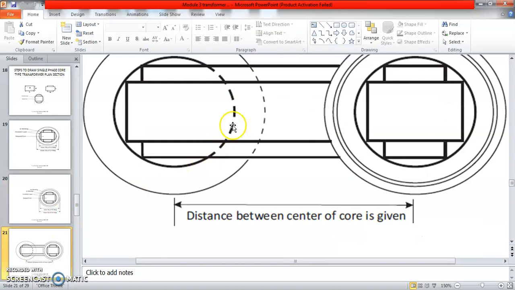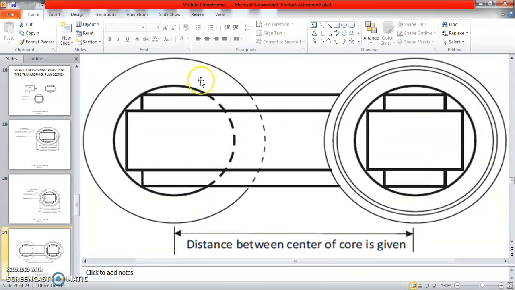So what is the next process? Whatever you have drawn is one section, this is the core. If it is single phase, there are 2 limbs. Between here and here is the distance between core centers. Once you have finished this, for whatever LV and HV coils are there, you can do hatches to differentiate the LV and HV coils. Once you have drawn the specified distance between core centers, draw a line and just copy paste whatever you have done. So 2 limbs, 2 cores, you will get a single phase transformer.